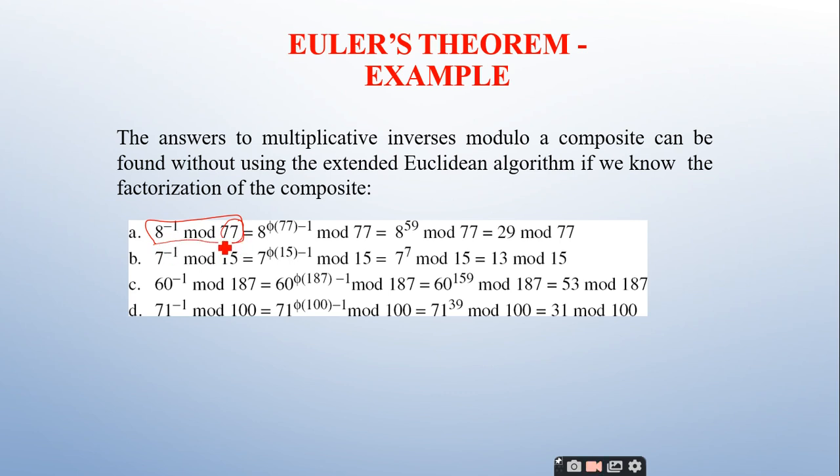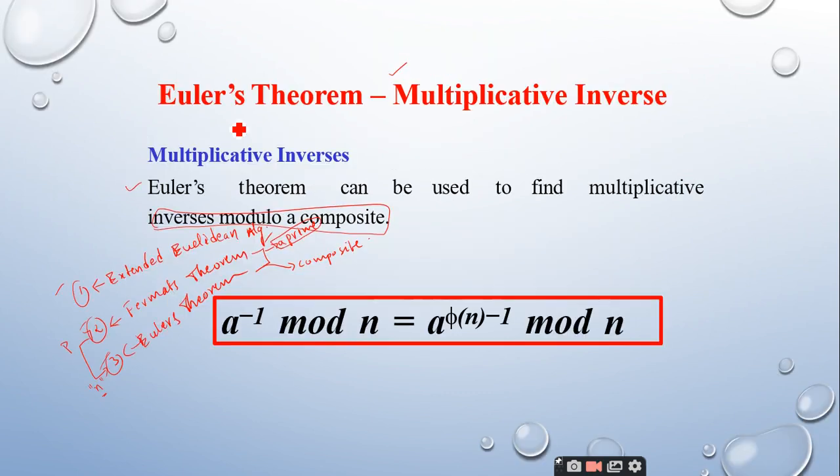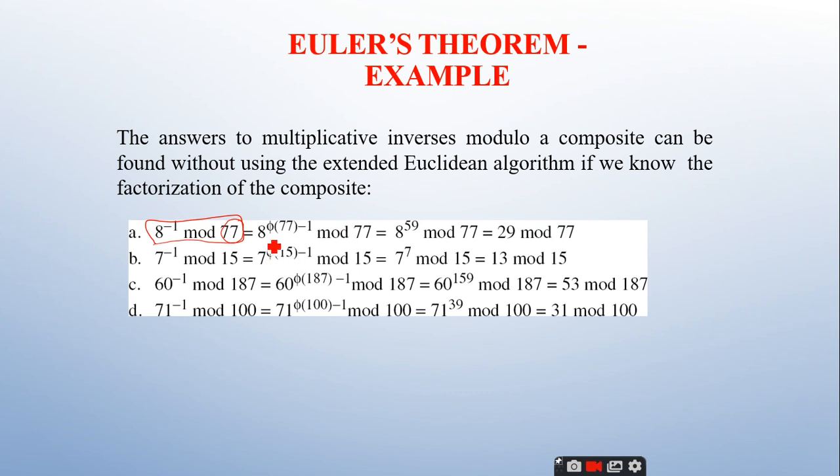So 8 inverse mod 77 can be given by the formula a power phi of n minus 1 mod n. Therefore it can be written as 8 power phi of 77 minus 1 mod 77. So what is phi of 77? It is 60. Therefore 60 minus 1, 59. 8 power 59 mod 77. Let us see how we can simplify this in the next coming sessions. That's a different case. Now coming to the second example. We'll end up with this second example.